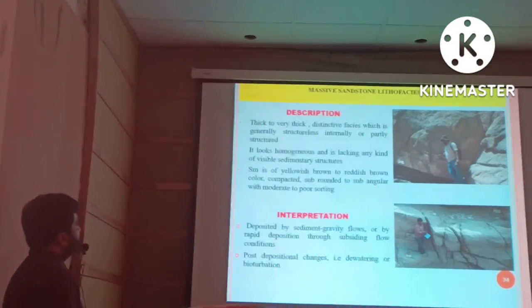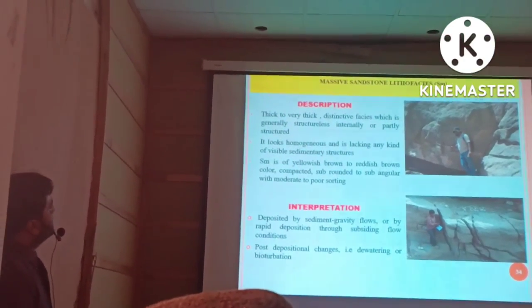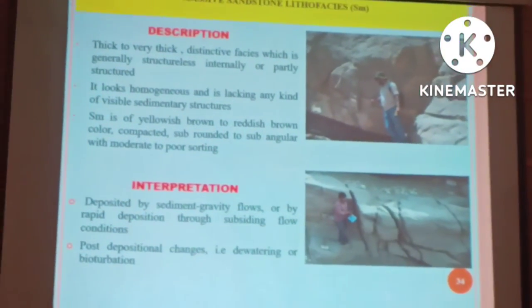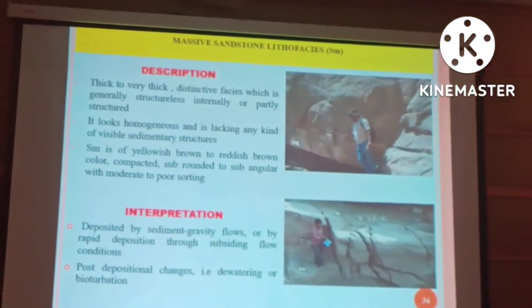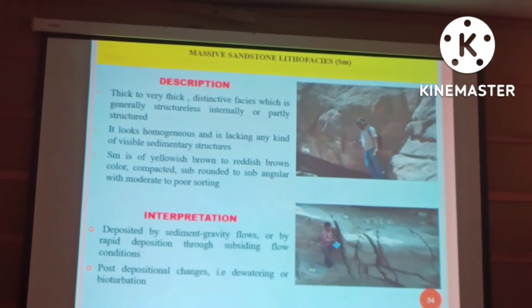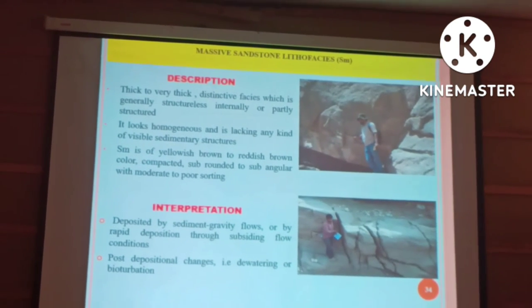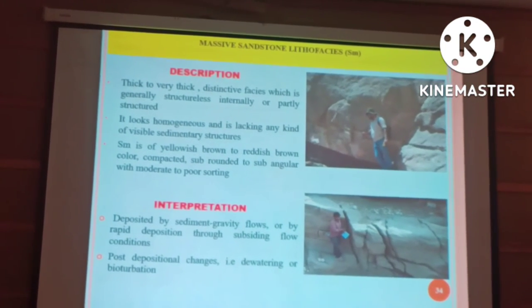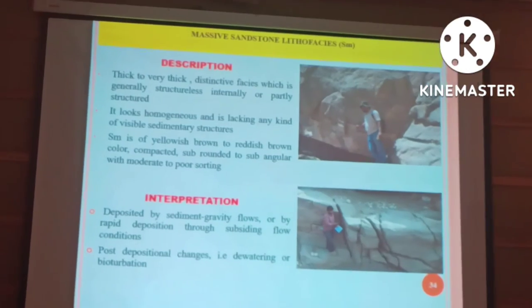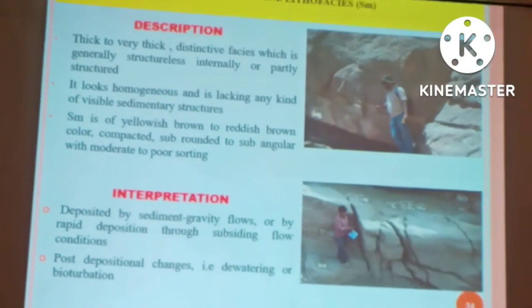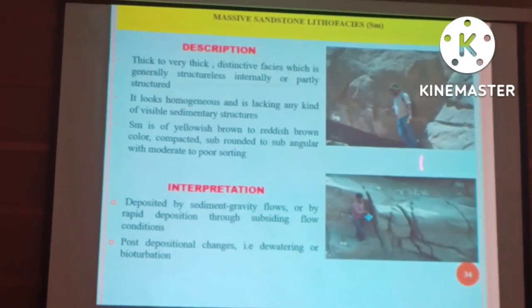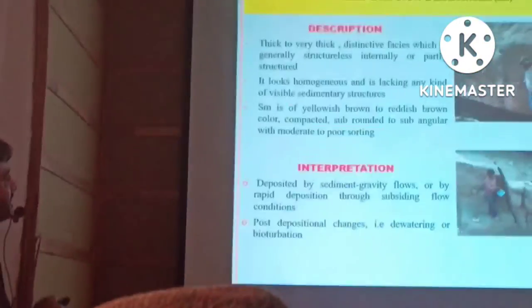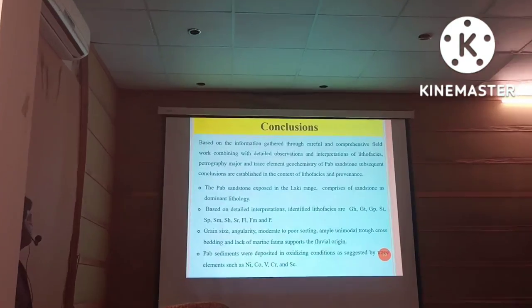The massive sandstone lithofacies is a thick to very thick distinctive facies, which is generally structureless or only partially structured. It looks homogeneous and lacks any kind of discernible sedimentary structure. This facies is yellowish brown to reddish brown in color. It is compacted, contains sub-rounded to subangular grains with moderate to poor sorting. You can see this outcrop, and you can see that there is no visible structure in it.